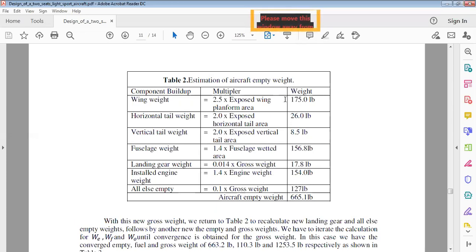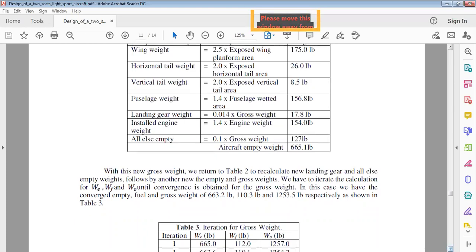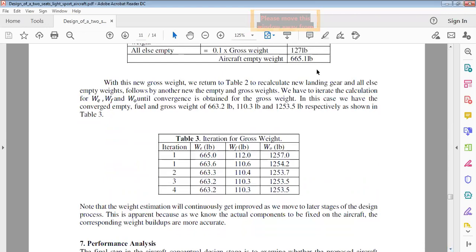Already in the center of gravity calculation, I told you what the empty weight should be. So all the things when I make it, we are getting 665 lb. Why is it 2.5 into exposed wing? We have to check accordingly. And 2 into exposed tail weight, tail area. Next, we can see the iteration for gross weight. We are going to iterate starting from 665. If I put a gross weight of 1250, it will be around 663.